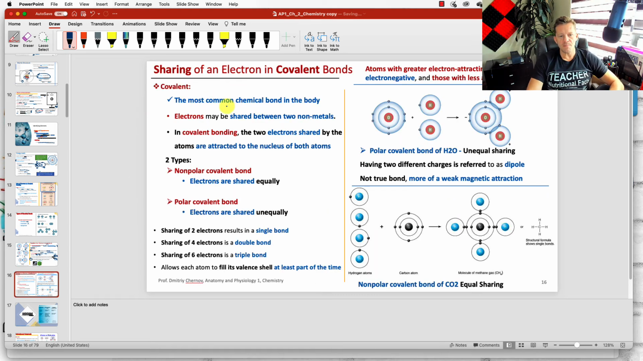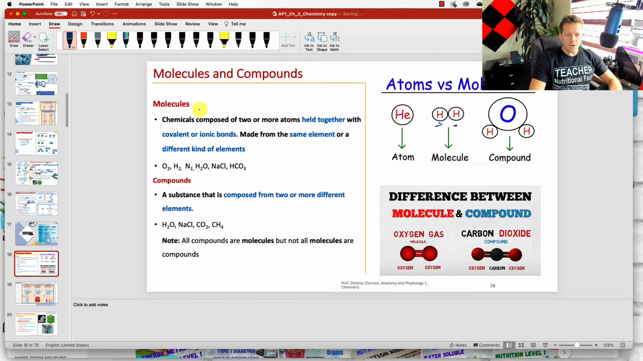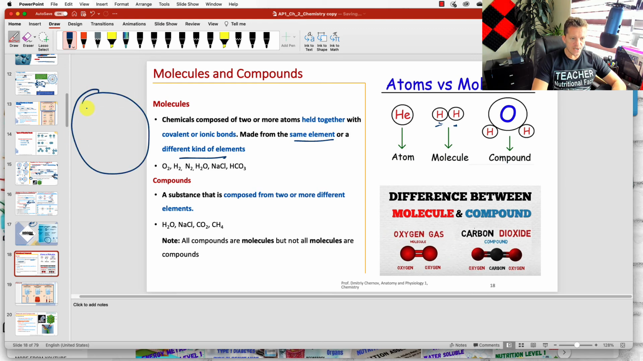And the covalent bonds are the most common chemical bonds in our body. So let's look at molecules and compounds. The molecules are made from the same element or different kind of elements. And compounds are composed from 2 or more different elements. That could be very confusing. So let's say that's the molecule and that's a compound, right? So compounds is just the different types of molecule. The molecule could be made from a different kind of element or from the same.